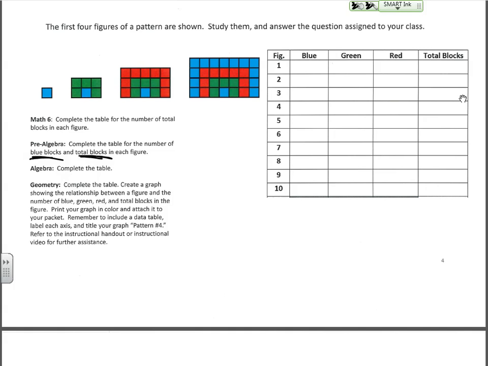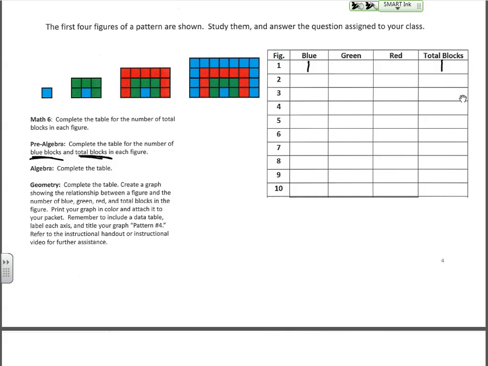If you also do green and red, that is fine. If you get answers wrong in the green or the red section, I'm not going to take points off. I'm only going to be actually grading the blue and the total blocks. So let's figure out what we know here. Okay. Number of blue blocks in the first figure? 1. And then the number of total blocks in the first figure? Also 1, right? There's only 1 block there.